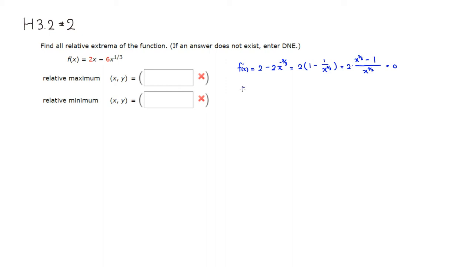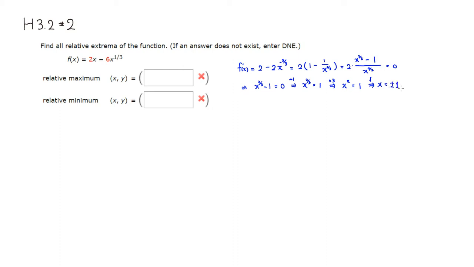Set the numerator equal to 0: x to the 2/3 power minus 1 has to be equal to 0, which means that x to the 2/3 has to be, add 1 to both sides, equal to 1. So let's cube both sides. You get x squared is equal to 1. Then if you take the square root, you know that x is going to be plus or minus 1.